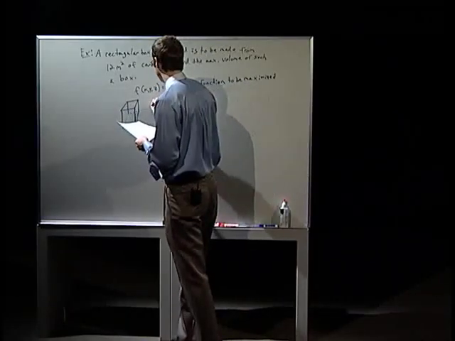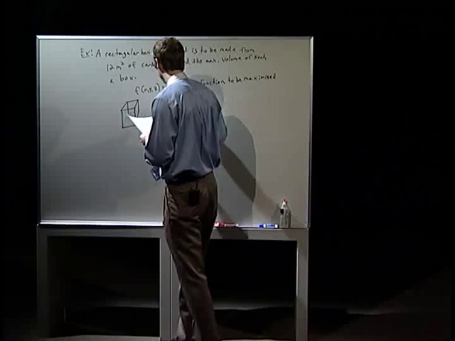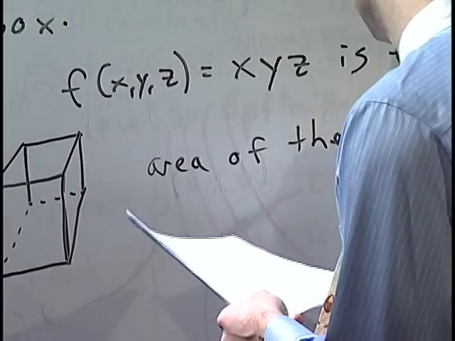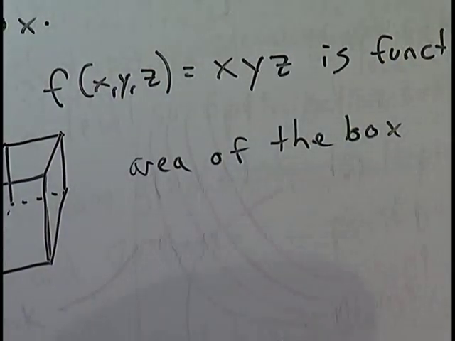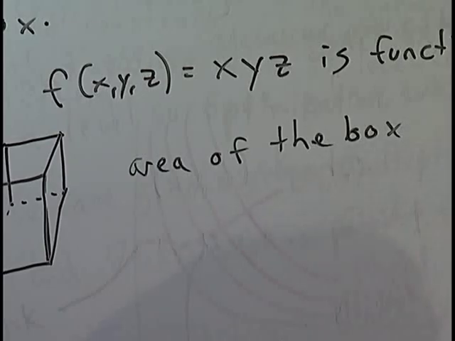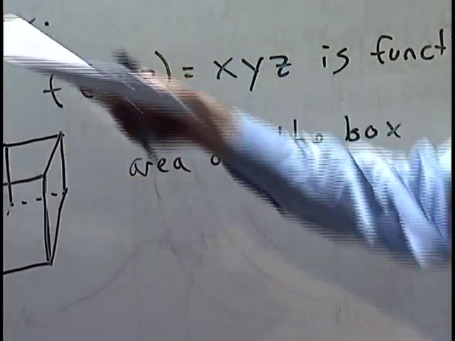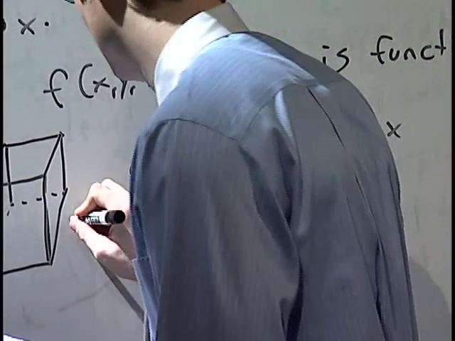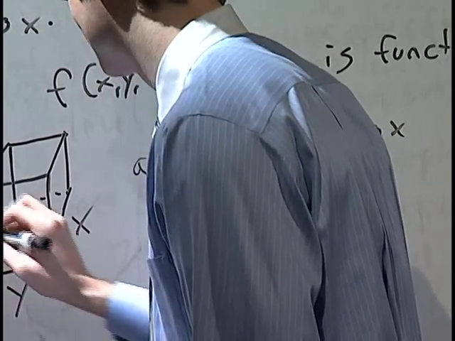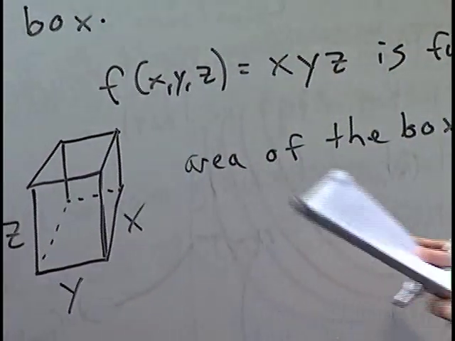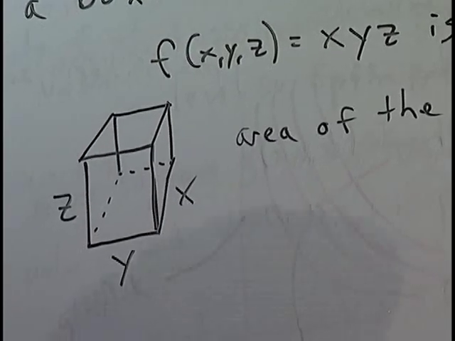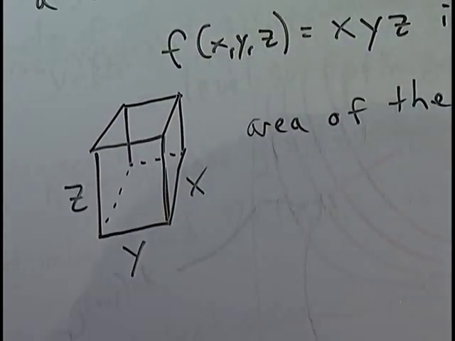And so the area of the box is what we care about here. We're not looking at perimeter. This is not a single measurement. This is a square measurement, so we want area. This is meters squared. We'll call that side x, that side y, and that side z. So x and y make the base up. Z is the height of the box.